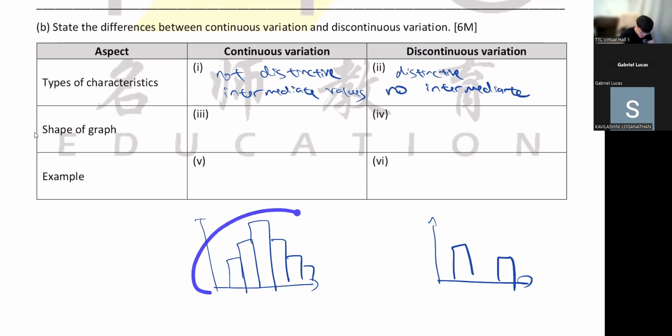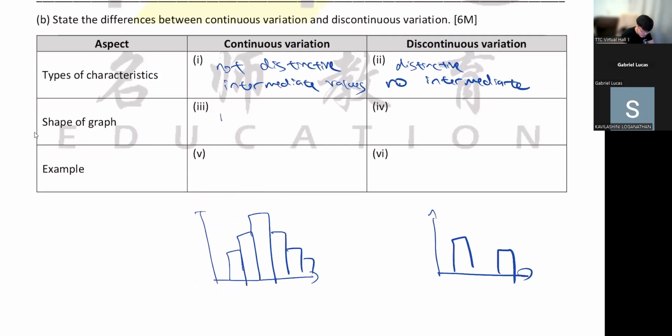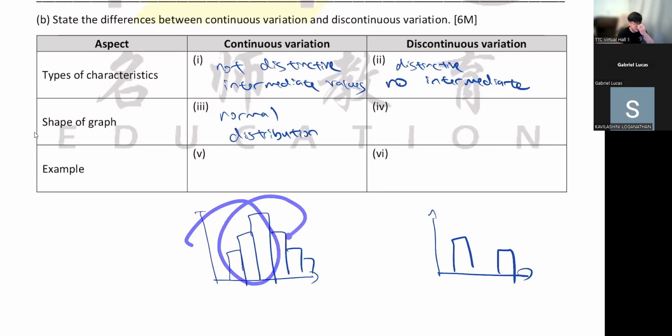What is this shape called, by the way? This shape is called normal distribution. If this one comes out, what is distinctive? Distinctive means clear cut. If you're wearing a blue shirt and I'm wearing a red shirt, it's a very distinctive difference. Not distinctive means it's halfway. Let's say you are light purple, I'm darker purple. It's not distinctive. It's very blurred. There's no clear cut line.